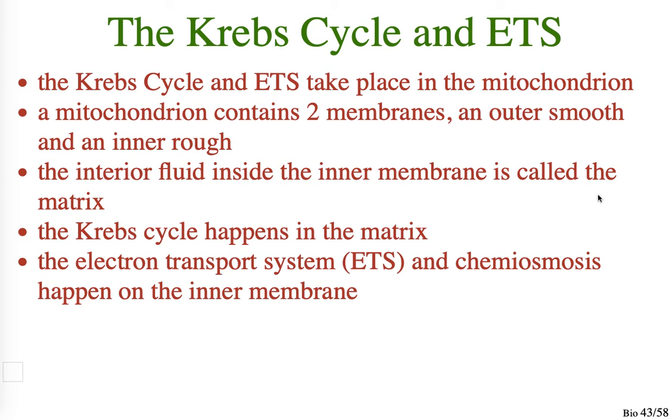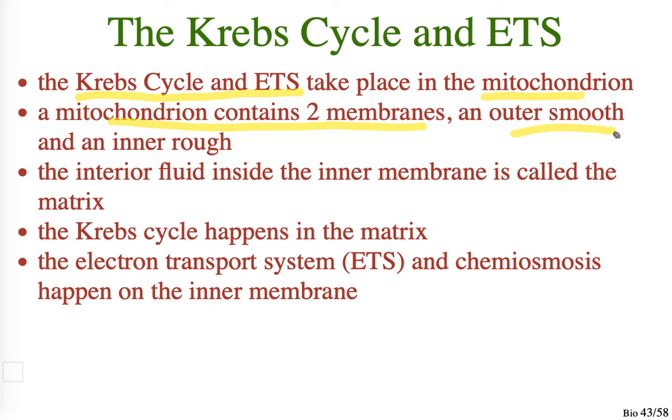Now, the last parts of respiration, I'm going to use diagrams and animation for, but I'll just emphasize what some of this stuff is now. The Krebs cycle and ETS can only take place if a cell is getting oxygen, and they take place in the mitochondrion. You need to draw a mitochondrion in your notes, and I'll show you a picture in a second. The mitochondrion contains two membranes.